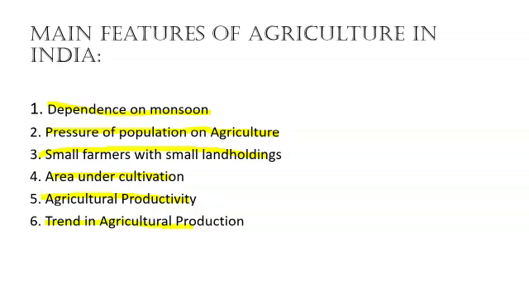Number 6, trend in agriculture production. During the plan period, per hectare productivity of agriculture has increased, but there has been a difference between the growth rate of agricultural and food grains production. From the period 1951 to 1990, growth of food grains production was always higher than that of agricultural production.